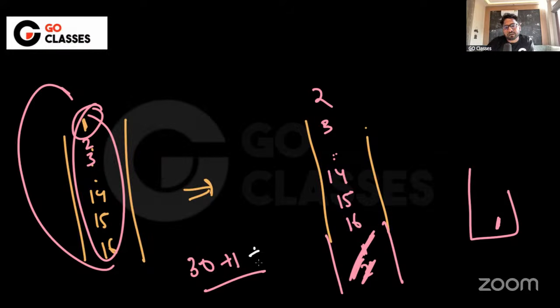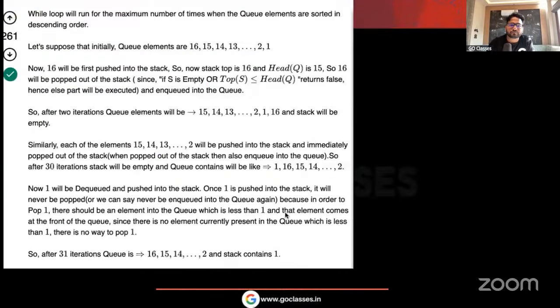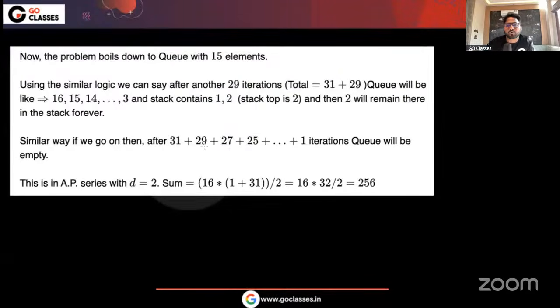Now, similarly, to fix this two, since this was 15 into 2 plus 1, it will be 14 into 2 plus 1. So 14 into 2 is 28, plus 1, 29, right? So 31 plus 29 like this. There will be a series, an AP: 31, 29, and so on. If you add it up, it is 256.